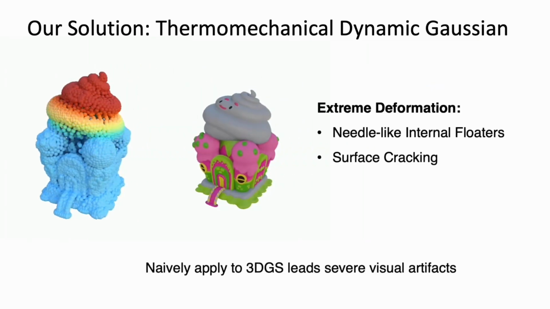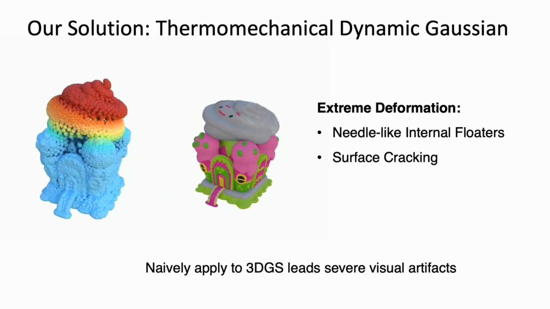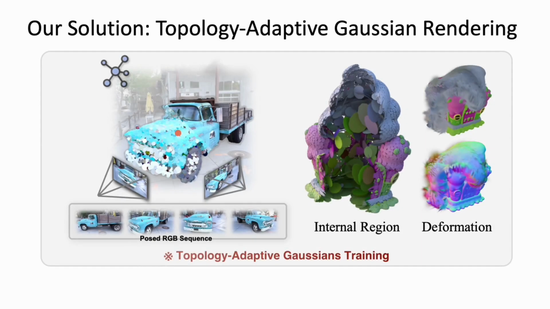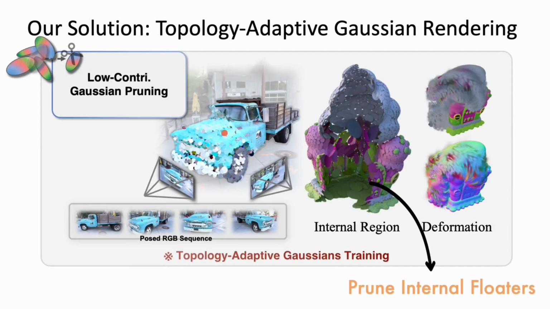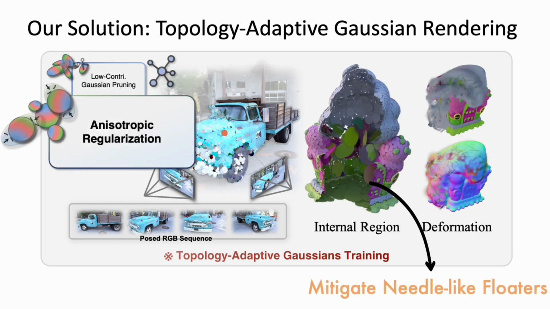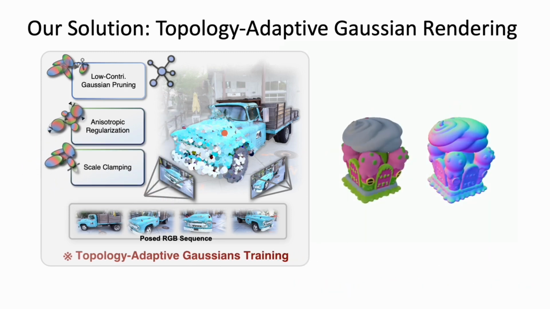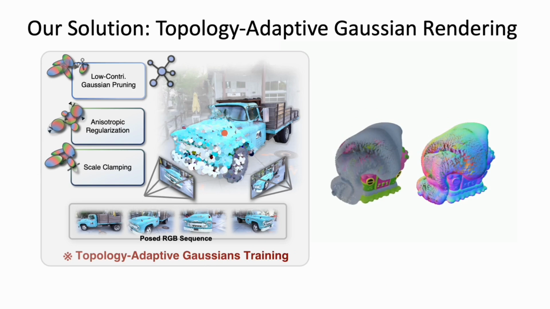Since melting entails extreme non-rigid deformation and topology change, naively applying 3D GS under such conditions leads to severe visual artifacts. To address these issues, we further propose a topology-adaptive 3D GS framework. For the training stage, we propose a direct yet effective strategy, pruning low-contribution Gaussians, eliminating redundant internal Gaussians. And we adopt an anisotropy regularization that penalizes excessive scale ratios and encourages the kernel to approach a disc-like shape. We further apply scale clamping to prevent large Gaussian volumetric discrepancies. Our regularization produces a uniform Gaussian distribution and reduces internal floaters.